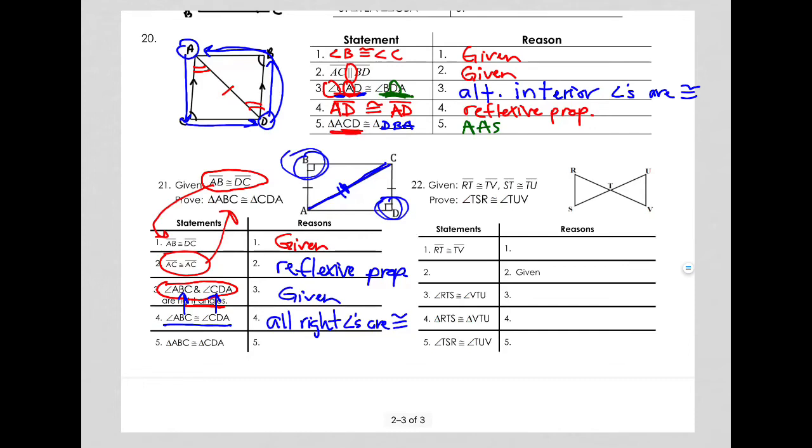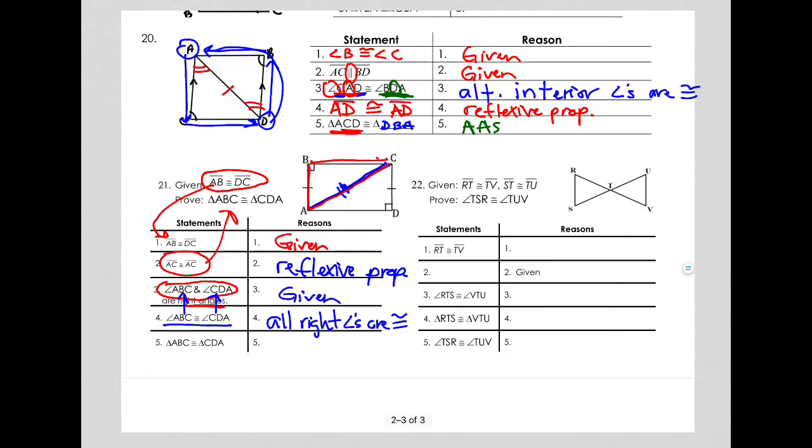So now we filled up the proof, so we should have enough to use a postulate. So now let's look at what we have. Well, first of all, we do have right triangles. So we have a right triangle laying on top of another right triangle.